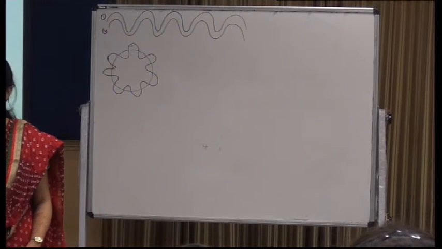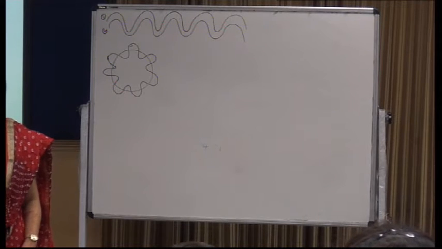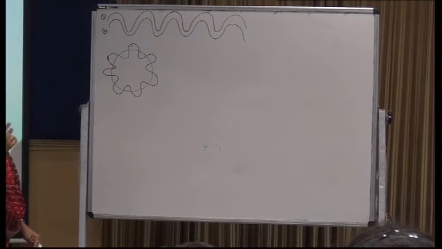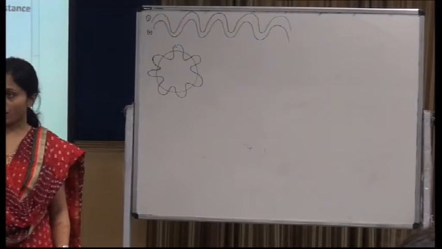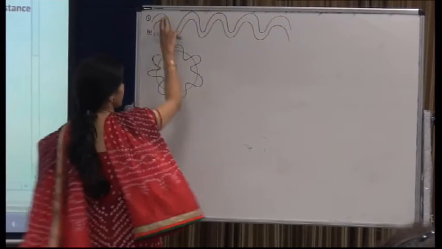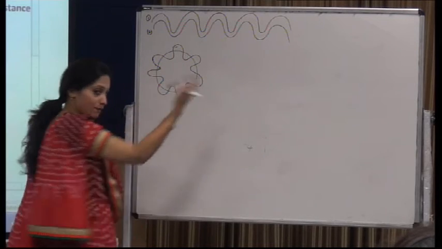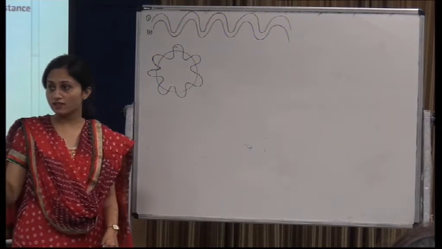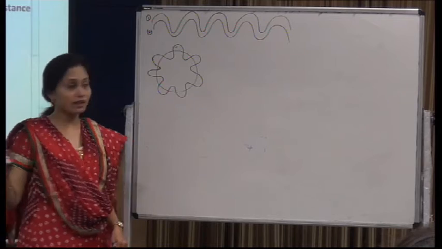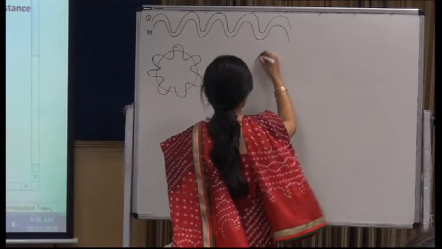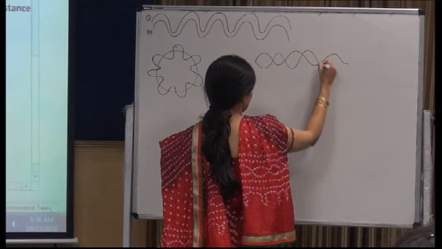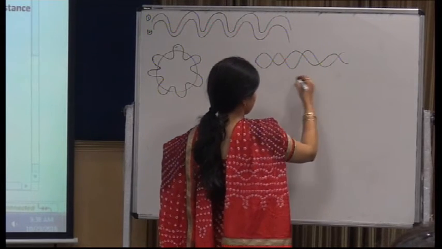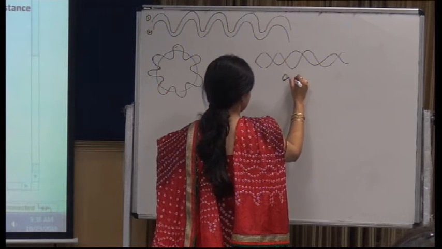So in this case we have done it. So now you will say that when the crest overlaps with the crest and the trough overlaps with the trough, then the two waves are said to be in phase. Okay, and when you have the crest of one and the trough of the other, then it is said to be out of phase.